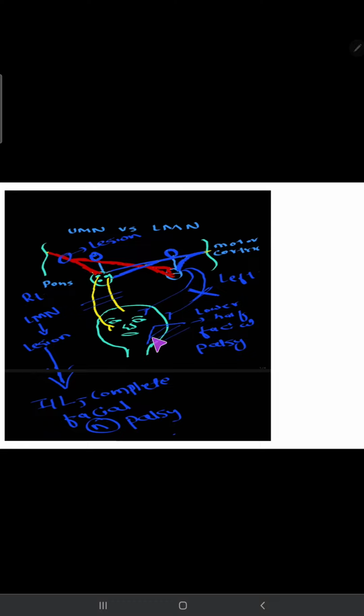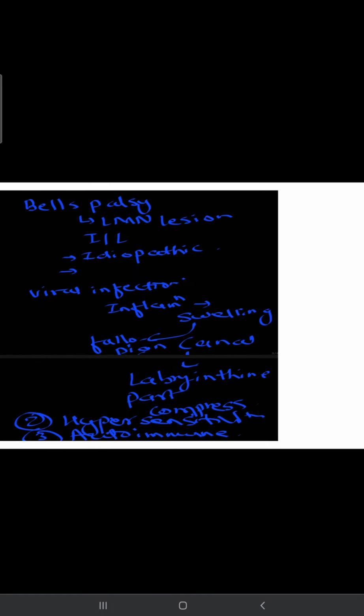If there is palsy over here, we have to suspect it is of the upper motor neuron type. I think you have understood these things. Now let us move forward. Let us define Bell's palsy. Bell's palsy is composed of three things: lower motor neuron type, ipsilateral palsy, and idiopathic.